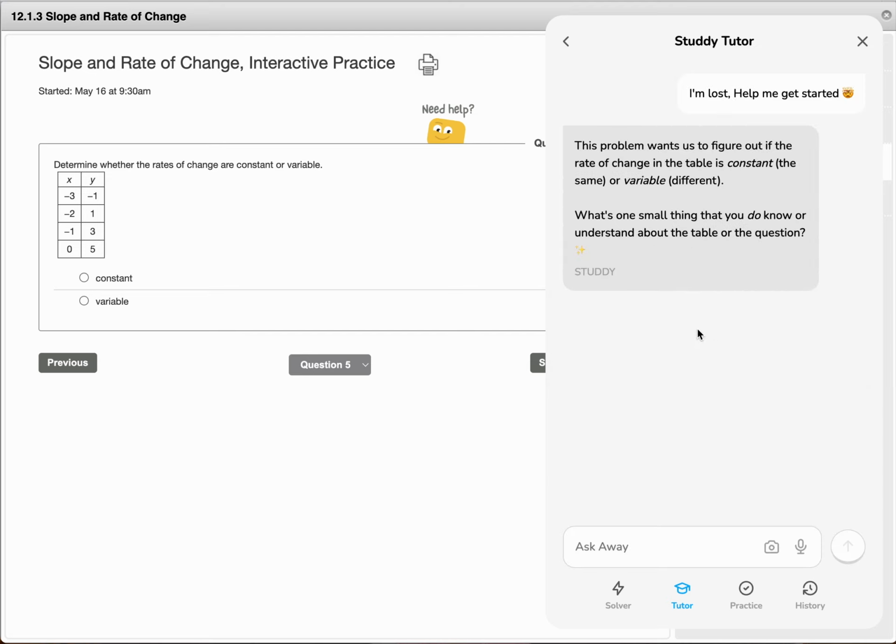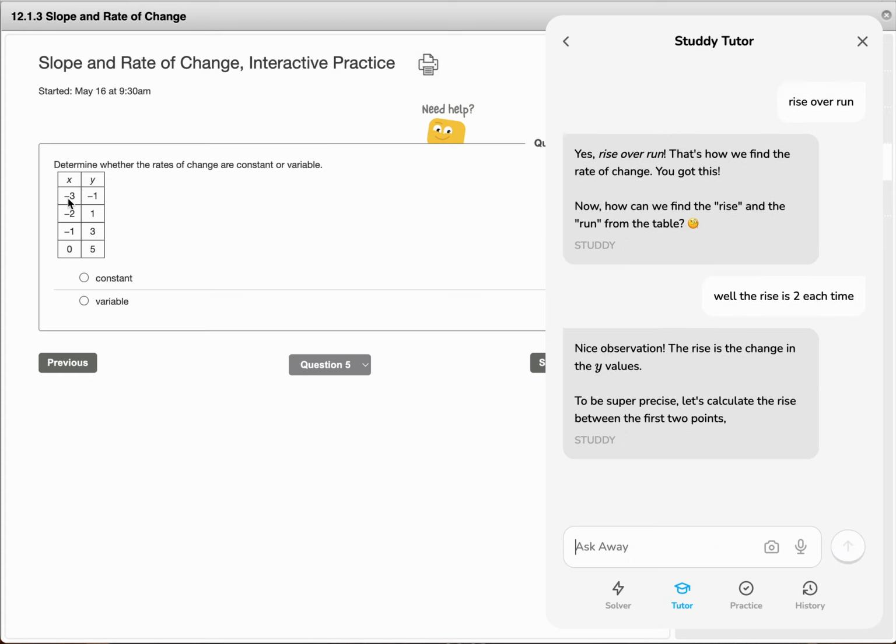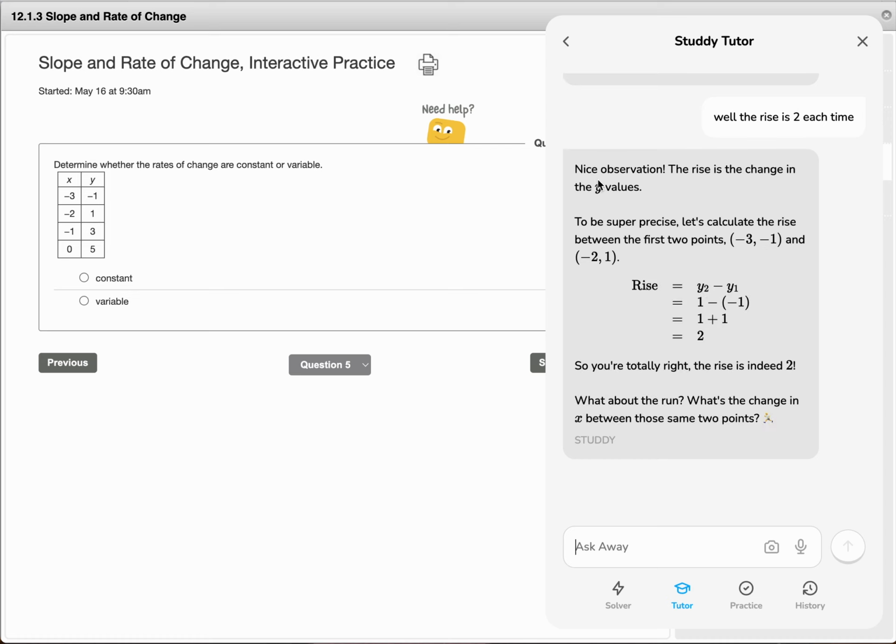Rise over run. I'm going to lean into that because that's often a phrase that students remember. Okay, so yes, rise over run. That's how we find the rate of change. Now, can we find the rise and the run from the table? Well, the rise is 2 each time. I'm seeing that pattern, but maybe I'm confused on the run because I'm getting mixed up with all those negatives. Okay, nice observation. Notice how the tutor then follows up the student thinking by showing the work, right?